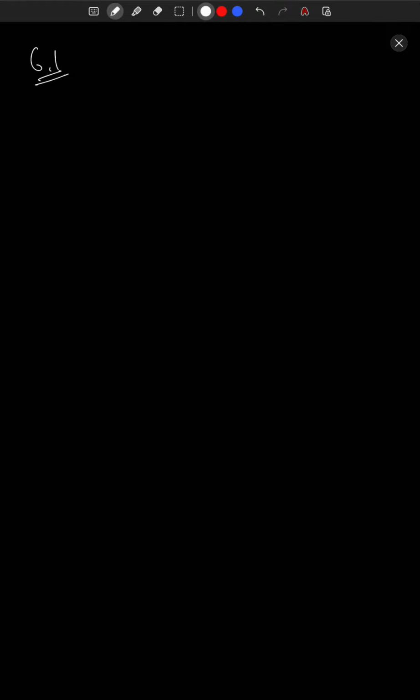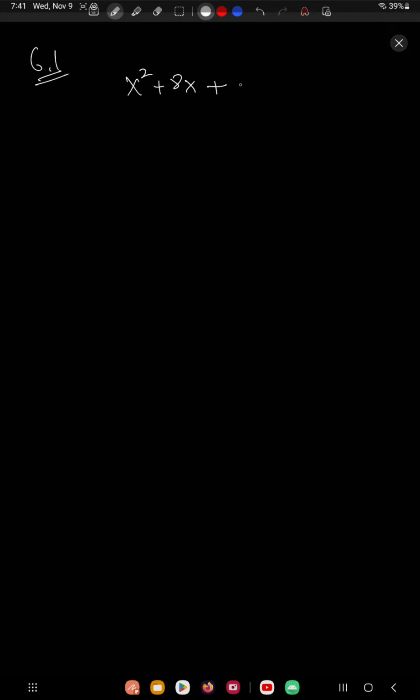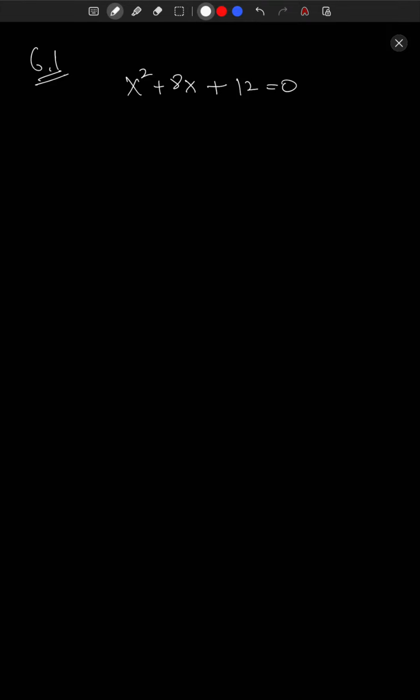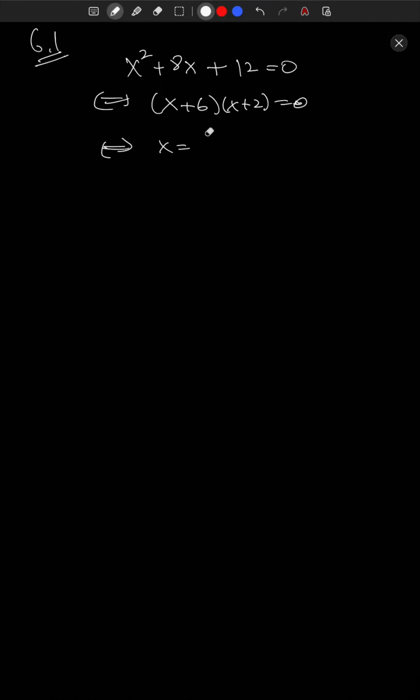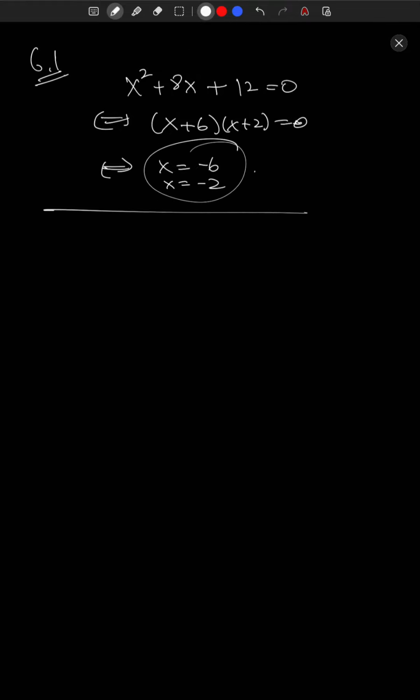Again, last time we talked about quadratic problems, right? Like solving x squared plus 8x plus 12 equals 0. The approach was to factor, right? But factoring does not always work. This one happens to be factorable. And so last time we talked about this, you would have done something like this, and you would have gotten the solutions x equals minus 6, x equals minus 2. Okay.